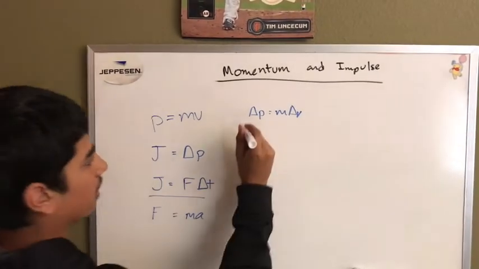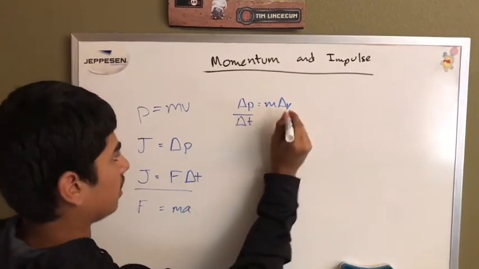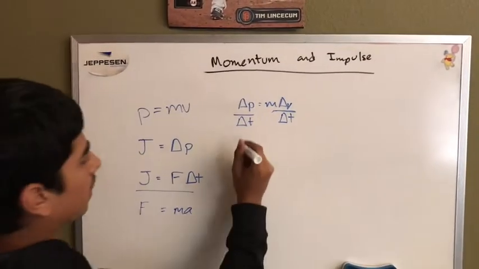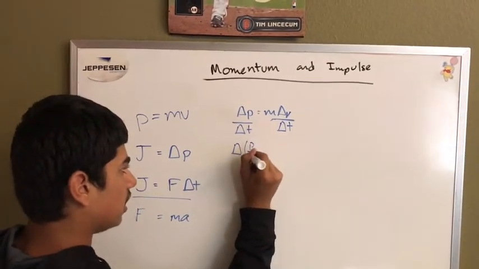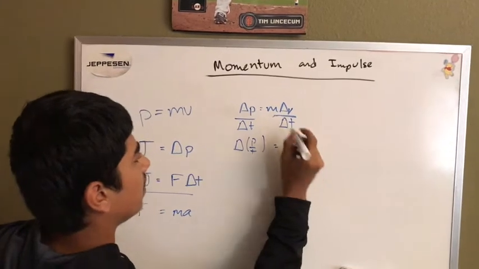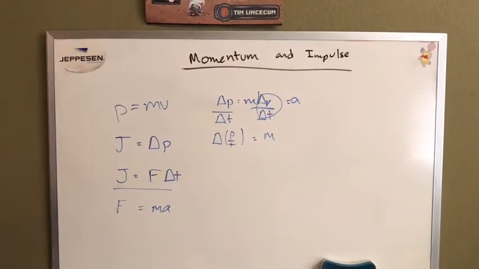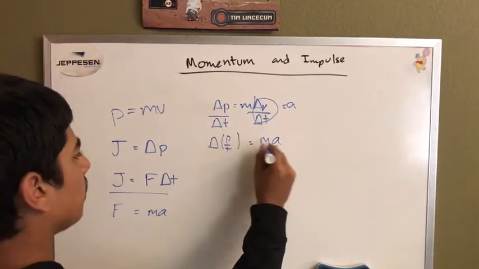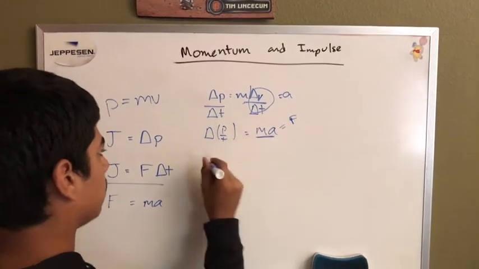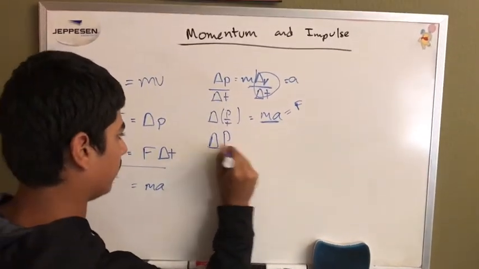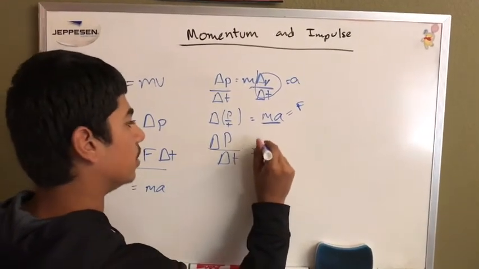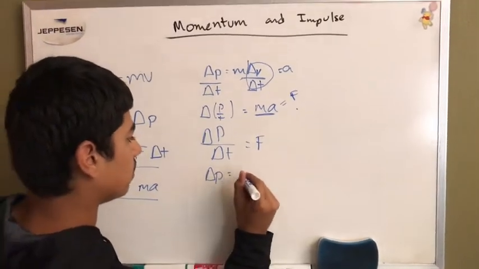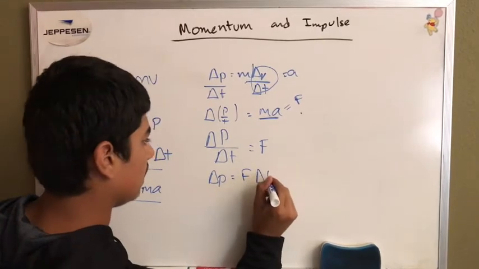v. Given this, if we divide both sides by delta t, which is the time of interaction between the object and the force, we'll get delta P over delta t equal to m delta v over delta t, and remember this right here is actually equal to a, given by our initial kinematic equations. So we get ma, and ma is equal to F. So we get delta P over delta t is equal to F. Finally, we multiply by delta t on both sides, and you get delta P is equal to F delta t.